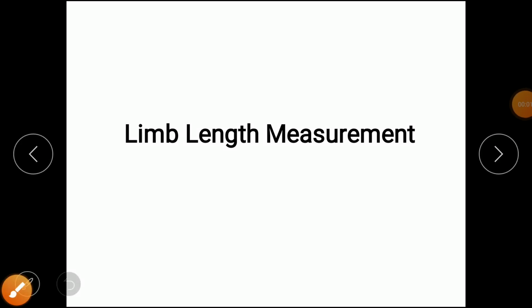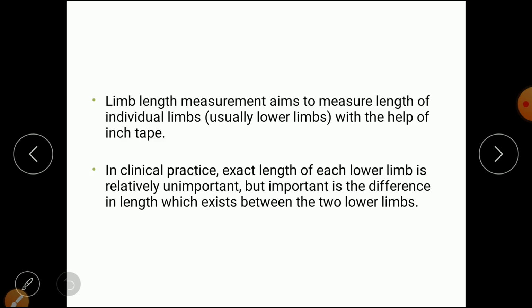Hello everyone. In this video, we are going to discuss limb length measurement. Limb length measurement, what is it? It aims to measure the length of the individual limb with the help of a tape. So for the LLD measurement, you can use the tape.